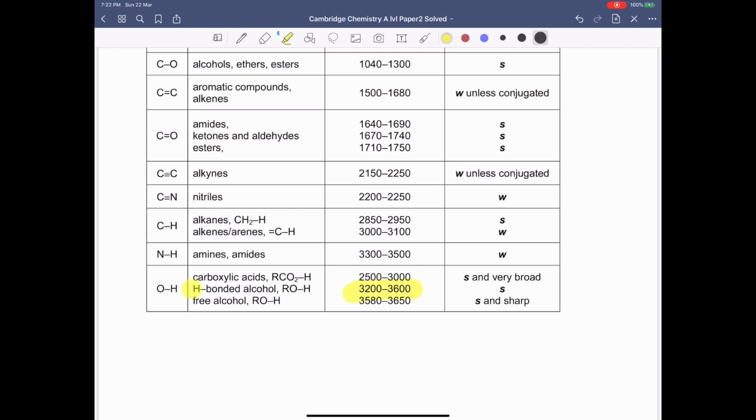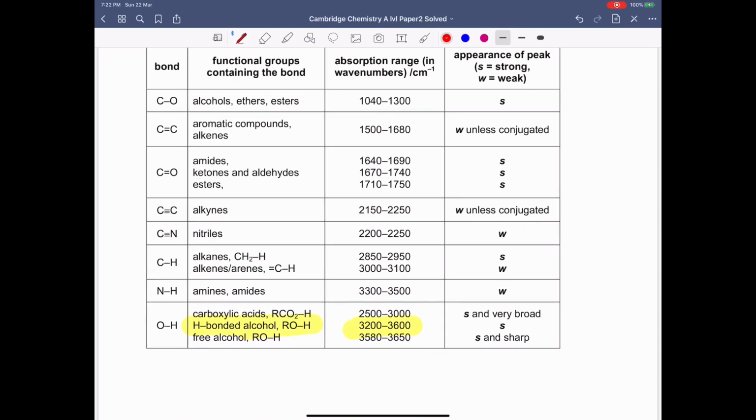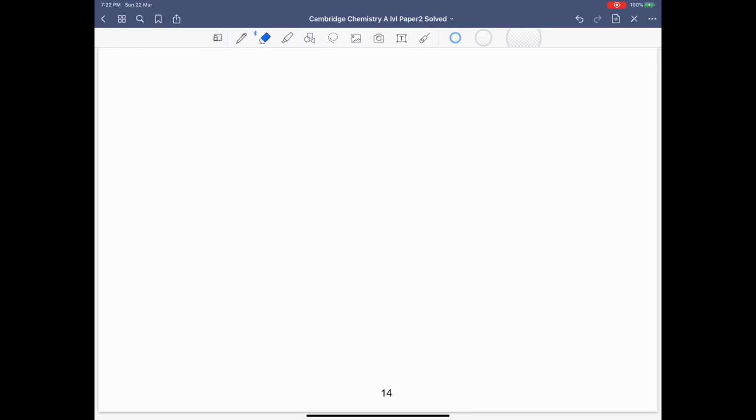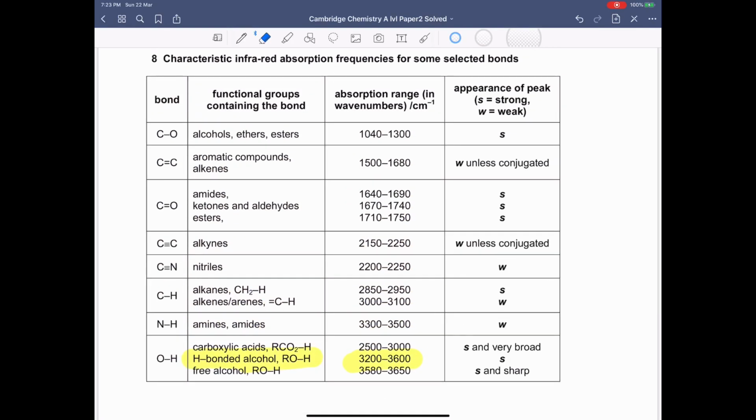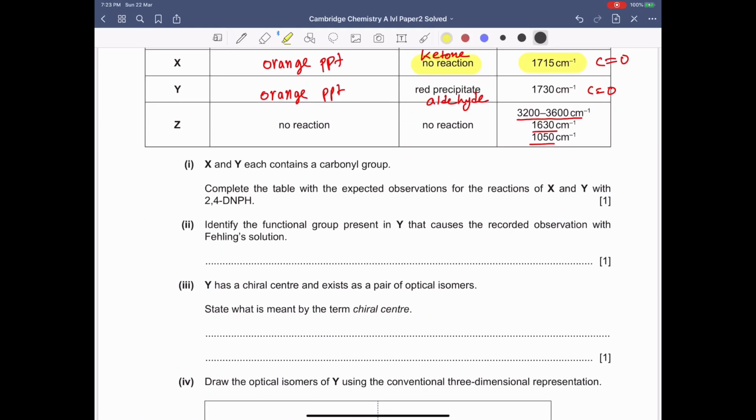So it can be a hydrogen bonded alcohol. Now until this far it's a guess. You will have to refer to your data booklet page number 14 for this particular question. C=O double bond: as you can see, amide, ketones, aldehyde and esters. I have used this information to actually detect the first part of the question.